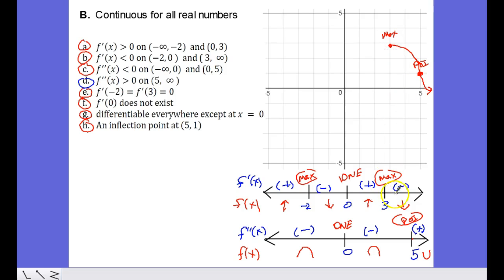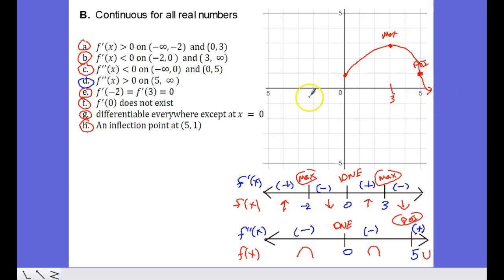And again, to the right of 3, we're decreasing. Function's decreasing. Between 0 and 3, the function is increasing. So I don't have a corresponding y value for 0, so I'm just going to make one up. But I am concave down between 0 and 5. Between 0 and 3, the function is increasing, and between 3 and infinity, it's decreasing.